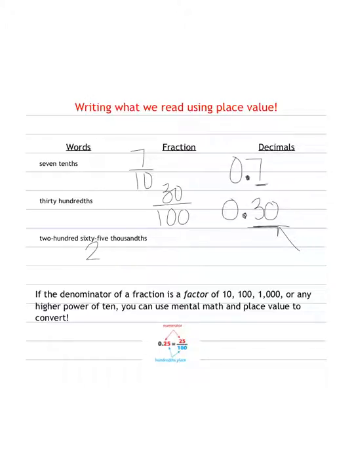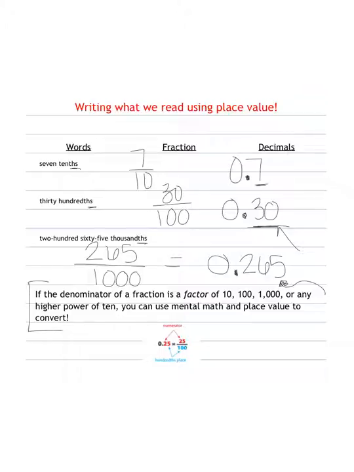265 thousandths. This right here is my thousandths place, so that's why it is red, 265 thousandths. So the TH at the end of the word we've talked about is the number of digits to the right of the decimal, but it also means that it is a fraction. If the denominator of a fraction is a factor of 10, 100, 1000, or any higher power of 10, you can use mental math and place value to convert.